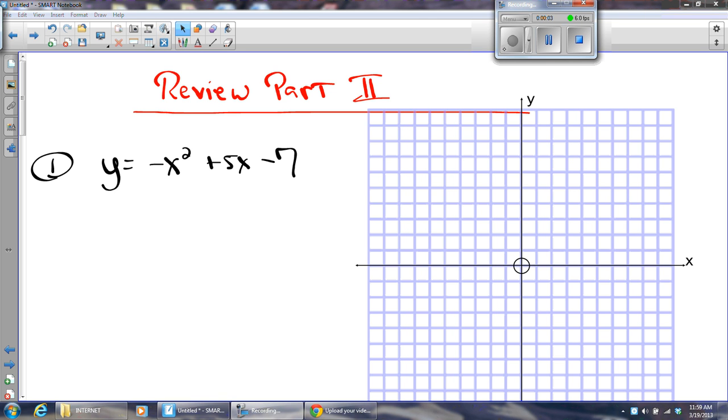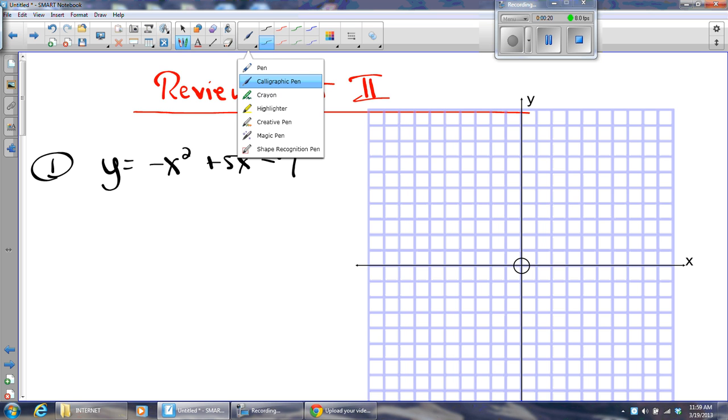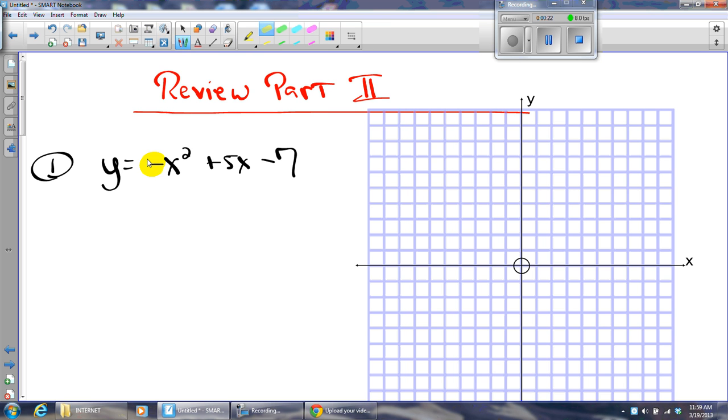Hello, honors algebra students. Here's the second part of the review where I'm going to deal with some parabolas just by using the quadratic formula. Okay, so first off, right off the bat, I've got y equals negative x squared plus 5x minus 7. And I notice that here we have a negative, so I know my parabola is going to be opening downward.